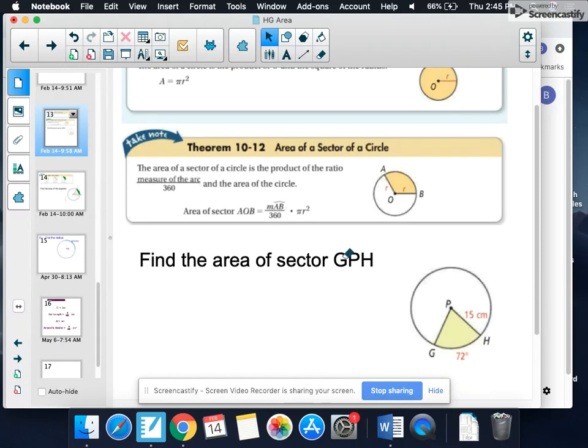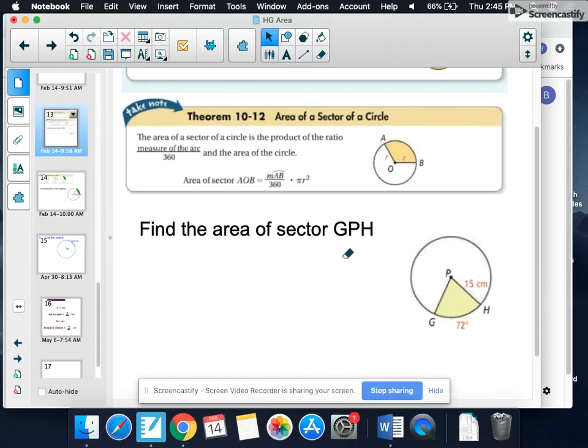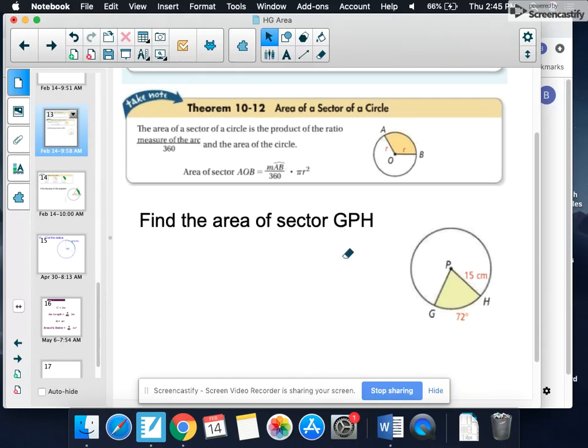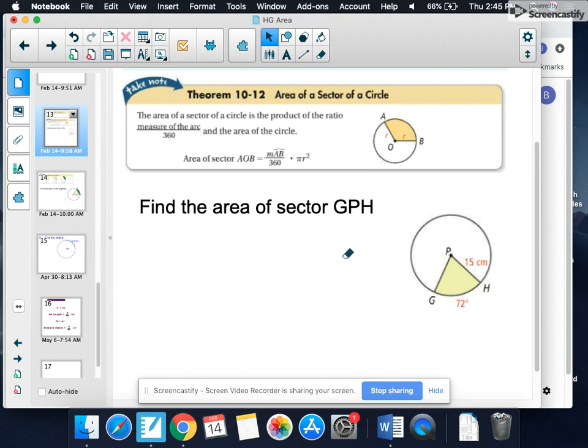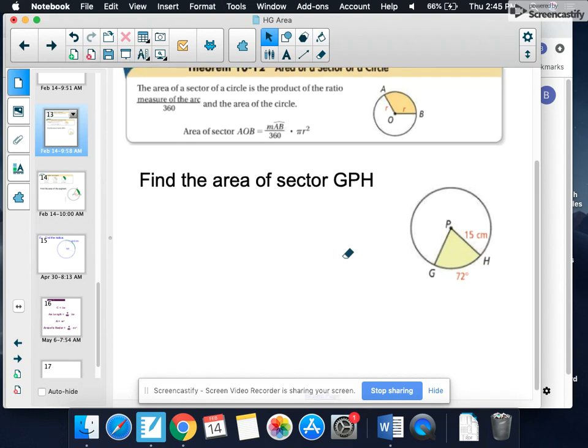The formula we get for that is the measure of the arc over 360 and then times the area. So it's almost like arc length, just instead of the circumference of the circle, we're going to multiply by the area of the circle. So let's look at an example here. This says to find the area of sector GPH. So that's this piece here.